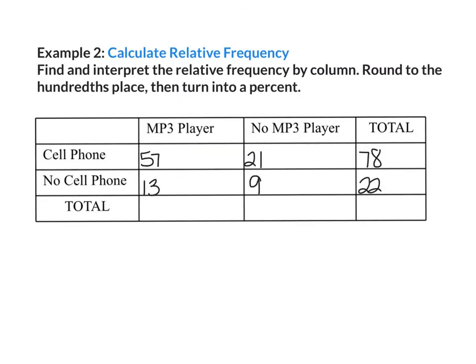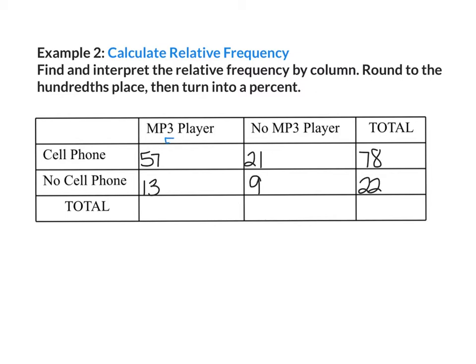Example number 2. Calculate relative frequency. Find and interpret the relative frequency by column. Round to the hundredths place, then turn into a percent. And as you notice, the table is filled in from the previous problem. So what we're going to do is take the number in each cell and divide it by the total in the row. Then we're going to multiply by 100.